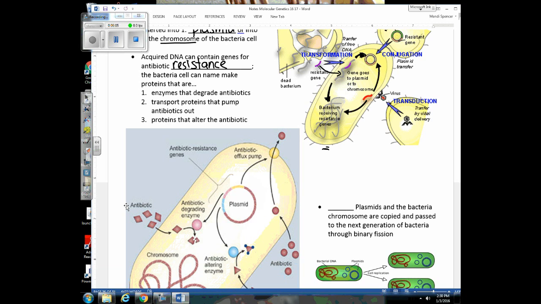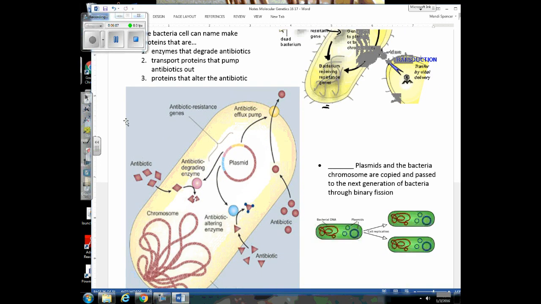So let's look at this diagram down here. So we have a plasmid, and we can tell that that plasmid has genes on it, and those genes could have been acquired through horizontal gene transfer. Again, we're going to talk more about those three methods in a second. And these genes are now coding for proteins that can affect antibiotics. So let's take a look at what can happen.